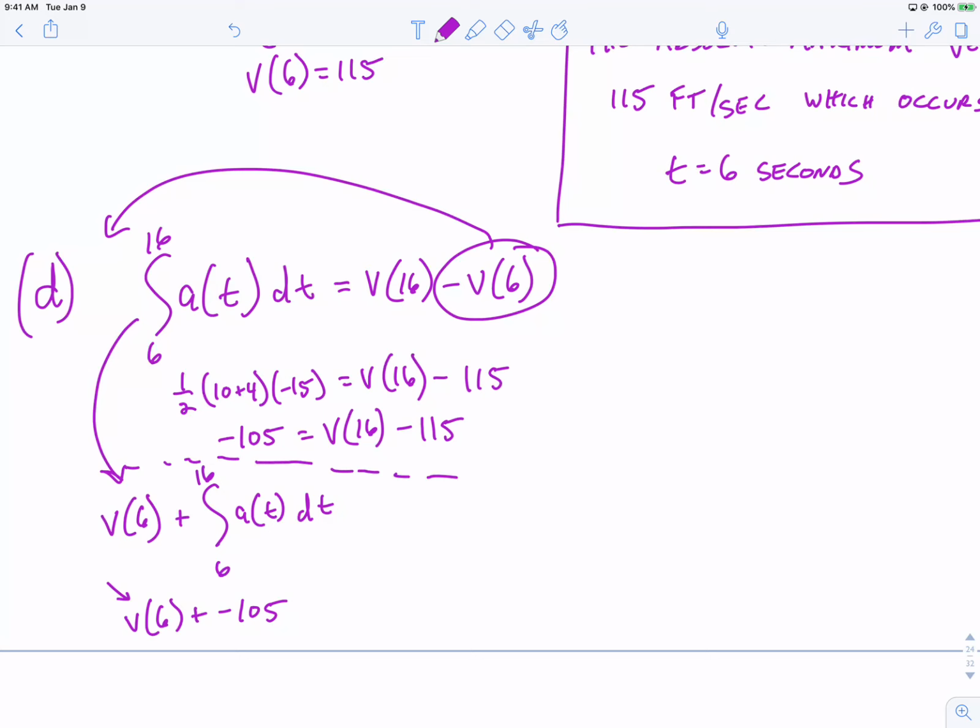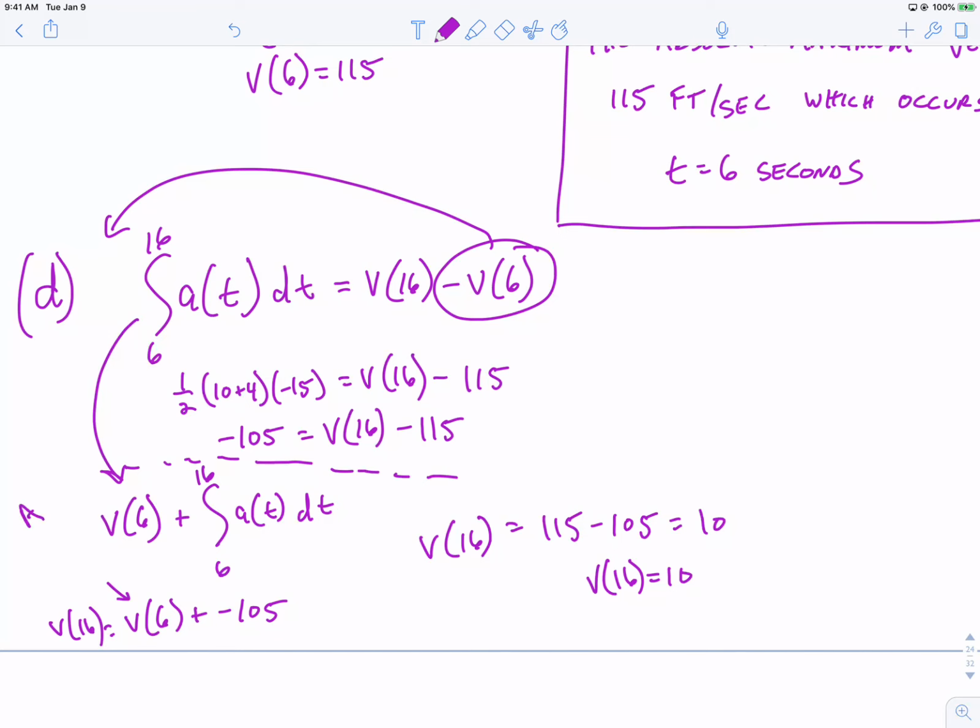Either way, we're doing v of 16 equals v of 6, which was 115, minus 105. So we end up getting 10. That is our lowest possible velocity. And so no, the velocity will never get to 0. Sorry this is taking so long, but I'm trying to show you two different ways.